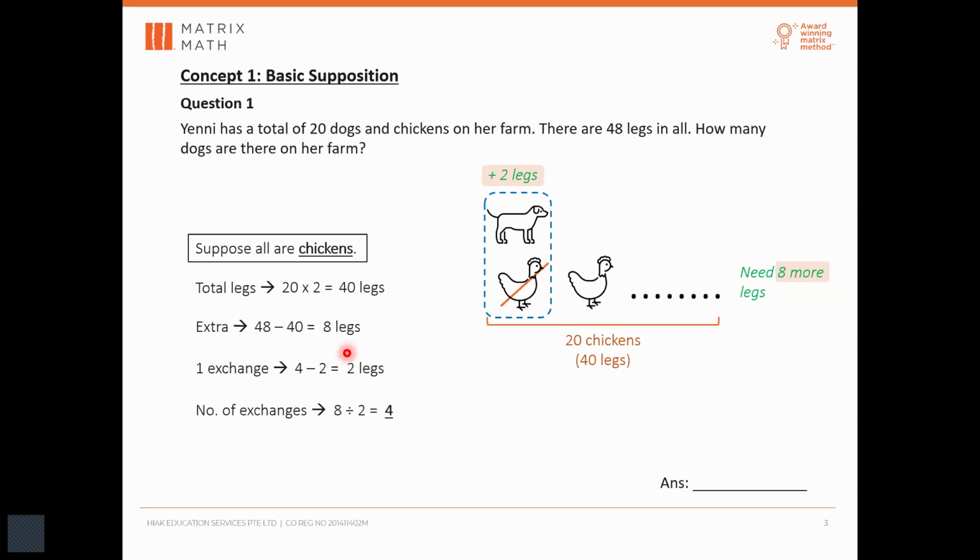But then the question is, how many dogs are there on the farm? So what does this 4 tell you about the exchange? 4 is the number of exchanges from which animal to which animal? From the chicken to the dog. So if you do this 4 times, it means that there are 4 dogs. This is what the question is asking for, dogs. So the answer is 4 dogs. At this point, any questions?